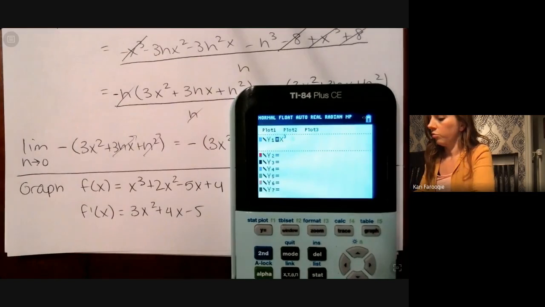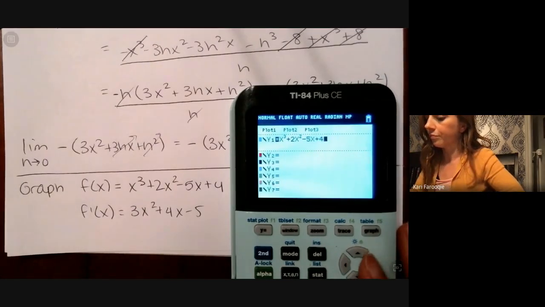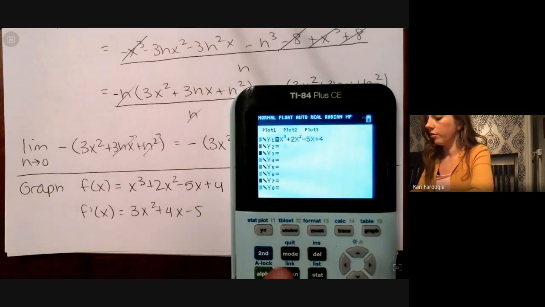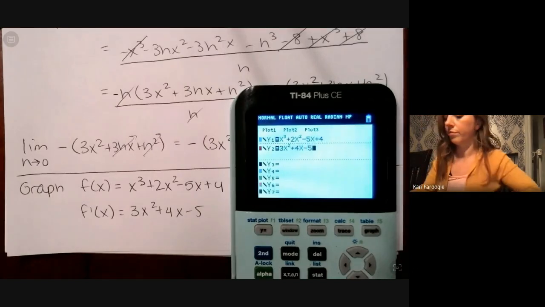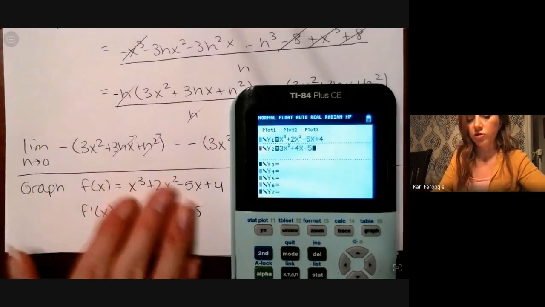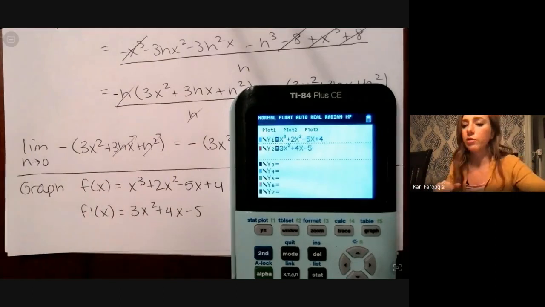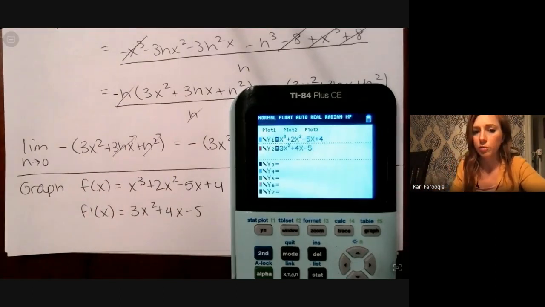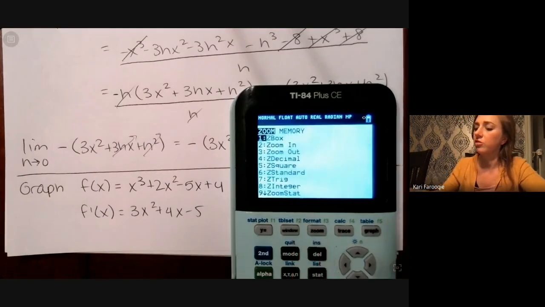X cubed plus 2x squared minus 5x plus 4. And then we'll graph the derivative as y sub 2. And by the way, this is a random function not related to example 3. I don't want you to be like, where the heck did she come up with this? Okay. I'm going to go back to Zoom 6.